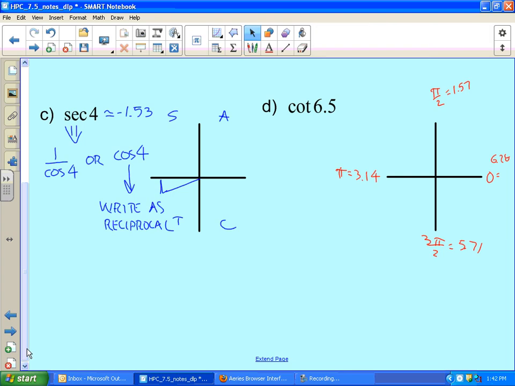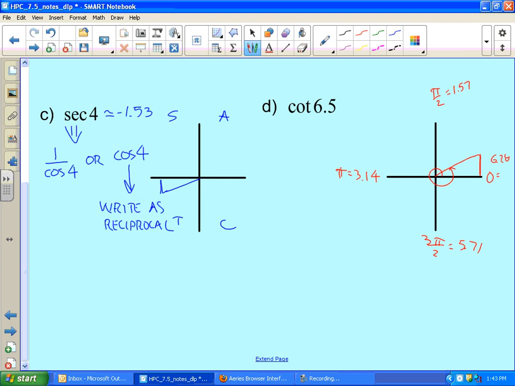All right, so cotangent of 6.5. 6.5 radians. Why am I in quadrant 1? Well, all the way around one time is 6.28 radians. I'm at 6.5, a little past that. So I'm somewhere in here. We've gone around one time, and then we've gone around a little more. Okay, so I should be positive here with my answer.